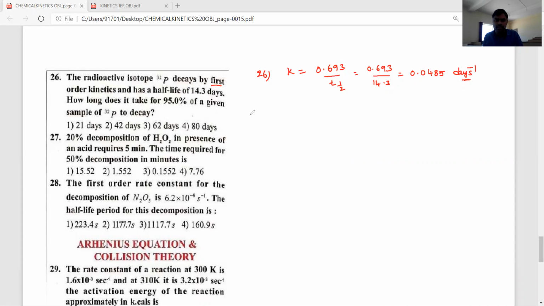Okay, we know the K value. Now we have to find out T. We know that K is equal to 2.303 by T into log A by A minus X. This is the first order reaction rate constant formula. If A is equal to 100%, then A minus X is equal to 100 minus 95, which is equal to 5. At that time, we need to find out T.